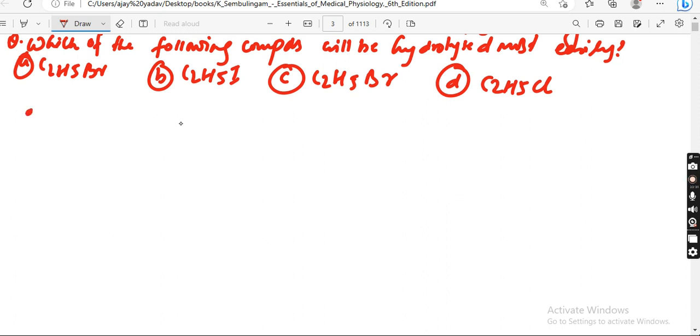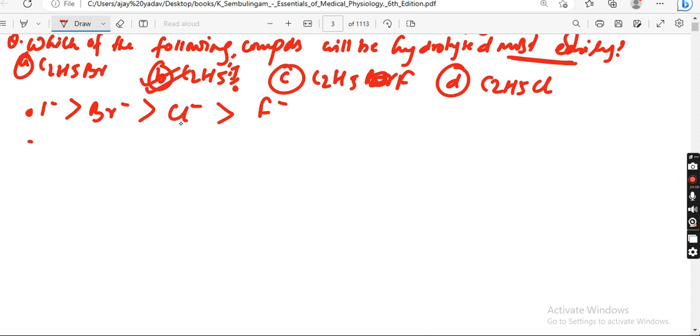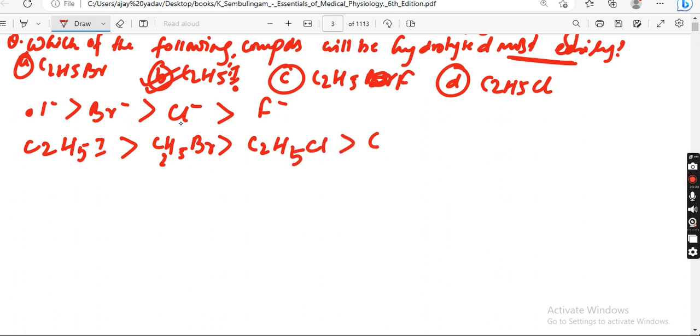We know which one is the better leaving group. I minus is a better leaving group than Br minus, then Cl minus, then F minus. So when it leaves easily, the bond is broken, and during hydrolysis it will be removed easily. So which is most easily hydrolyzed? That is C2H5I. After that, this is first, then this one is second, and then this one.